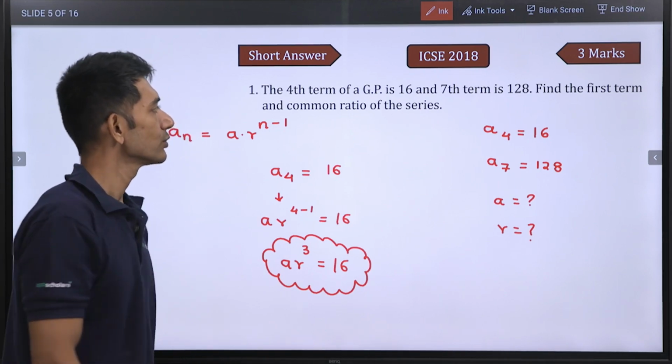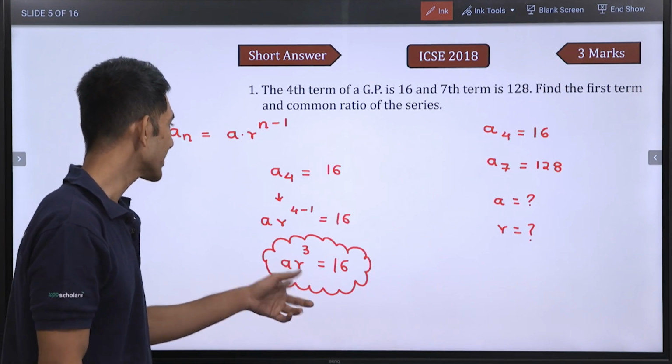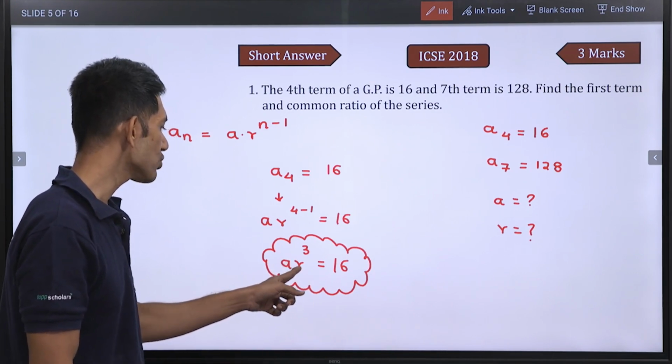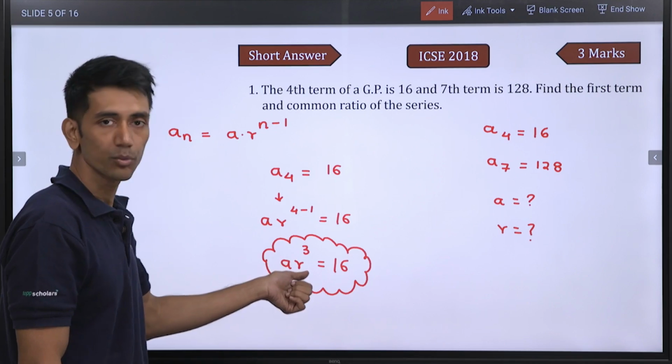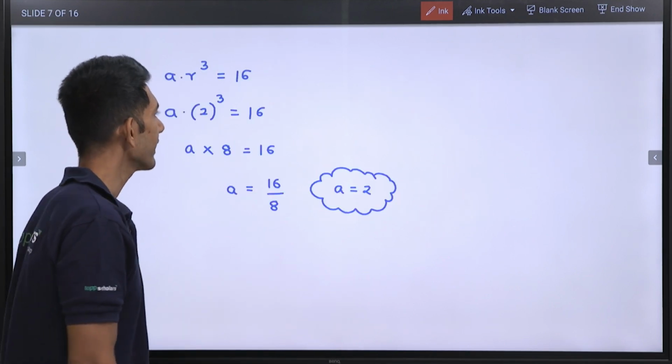Easy question. So we have found the first term and the common ratio. If you want, you can check by putting the values here. A is 2, R is 2. 2 into 2 cube is 16. Correct? Okay. Let's continue further.